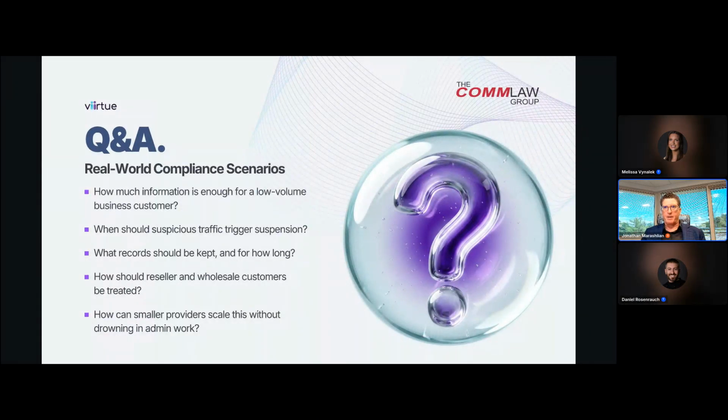Finally, build a documentation habit that takes minutes, not hours. A short, consistent note is better than a perfect memo that never gets written. For example: traffic spike detected, customer contacted, customer explained campaign, number authorization provided, traffic allowed to continue. Or customer failed to respond, outbound traffic suspended, customer advised, review set for tomorrow. That level of documentation can make a real difference. The goal isn't to drown the business. The goal is to protect it. Next slide.